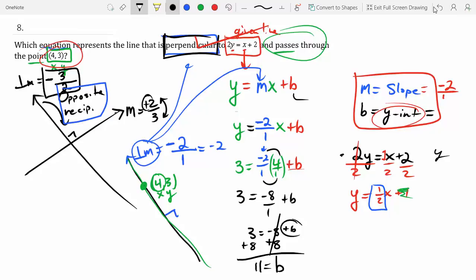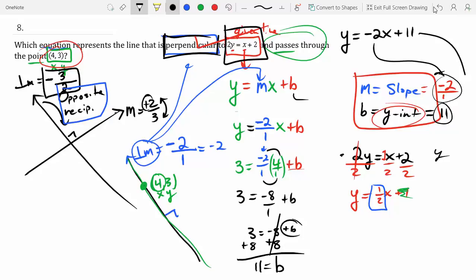So now I know the two things I needed to know to write this equation. I've got my y-intercept and my slope. And I can just say, well, the line that's going to be perpendicular to this given one is going to be y equals -2x, so that's my slope, plus 11, because that's my y-intercept. Okay. You can stop here if you'd like.